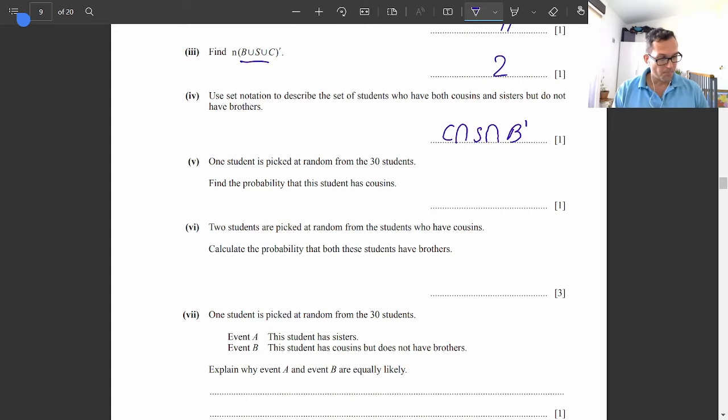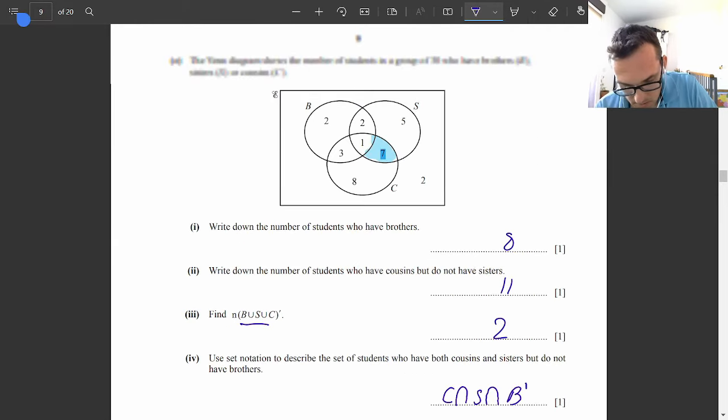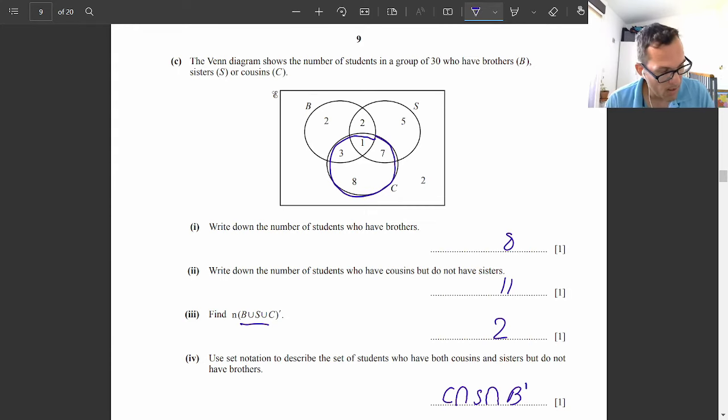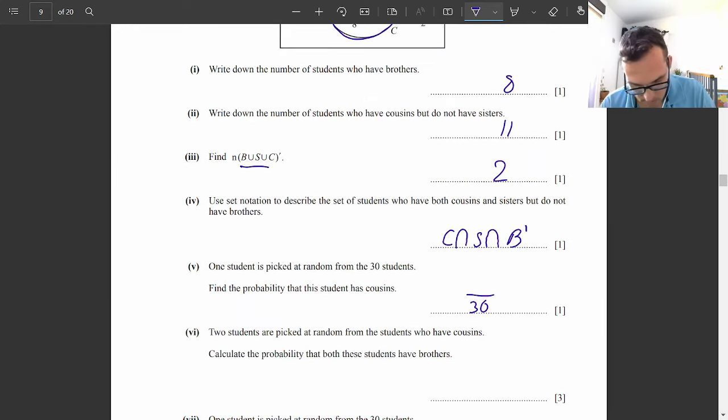Question 6C, part 5. One student is picked at random from 30 students. Find the probability that this student has cousins. So 30 students we're picking out of. How many of them have cousins? That is everybody that is in the cousin circle. 1 plus 7, 8, plus 8, 16, plus 3 is 19. That's fine. You can write a decimal, write a percentage, or just leave it like that.